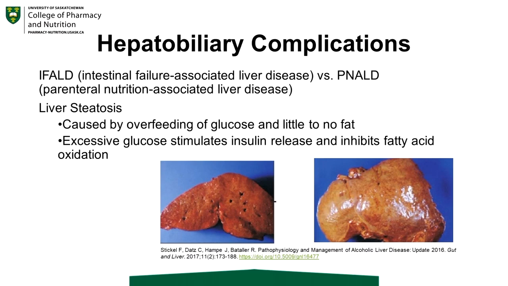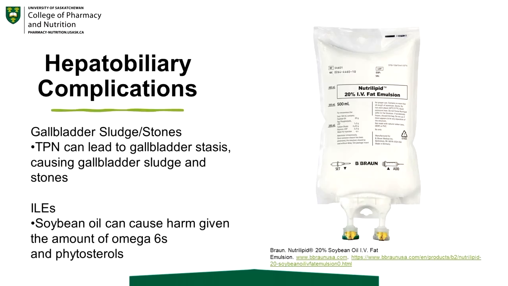Liver steatosis is a frequent complication in home PN. Steatosis can develop due to overfeeding of glucose. The excessive energy stimulates insulin release and inhibits fatty acid oxidation. Therefore, little to no fat is broken down. TPN can lead to gallbladder stasis, which can create gallbladder sludge and stones. The treatment for gallbladder stones and sludge is CCK, or cholecystokinin, which can help stimulate gallbladder contraction. Small amounts of EN or oral intake can also stimulate the gallbladder and prevent gallbladder sludge and stones.